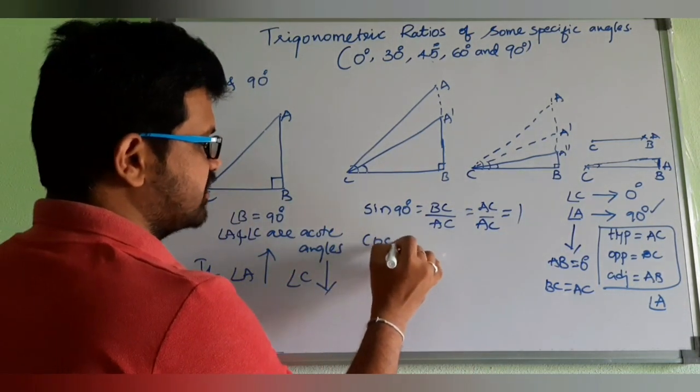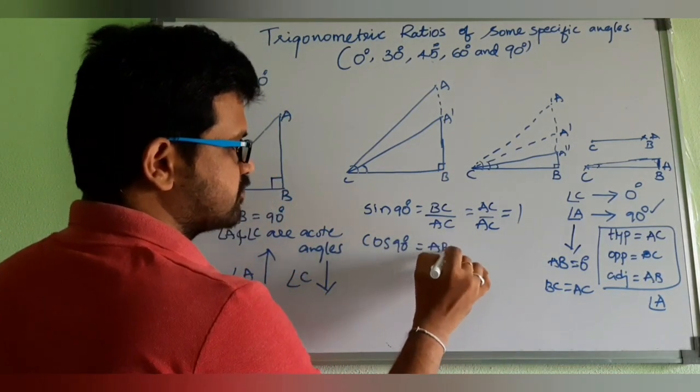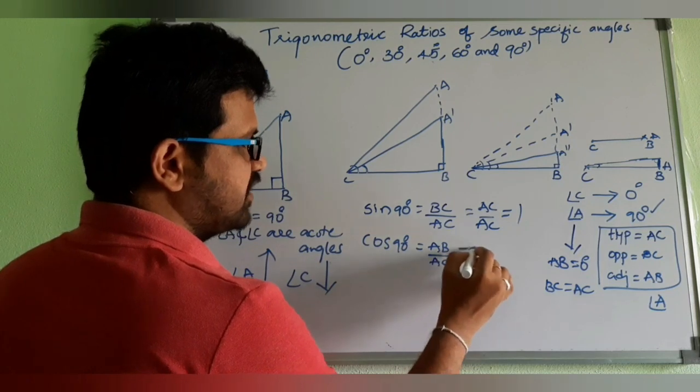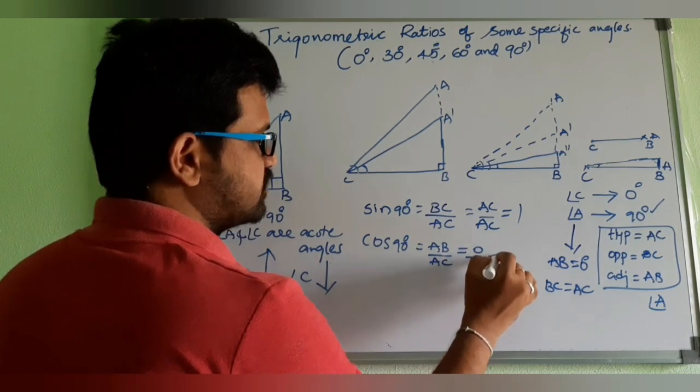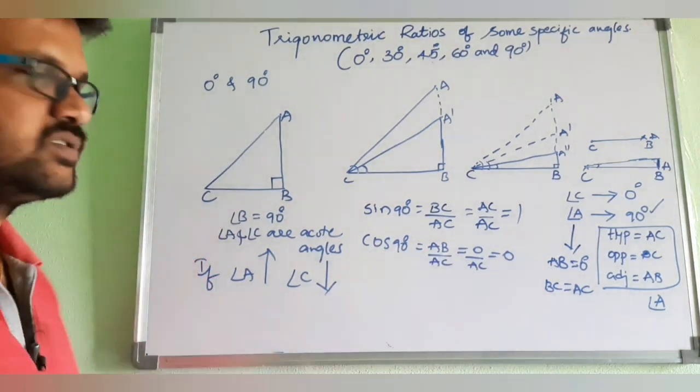Similarly, cos 90 degrees. Cos 90, adjacent side AB, AB by AC. AB is 0. 0 by AC, so 0. Right. So cos 90 degrees value is 0.